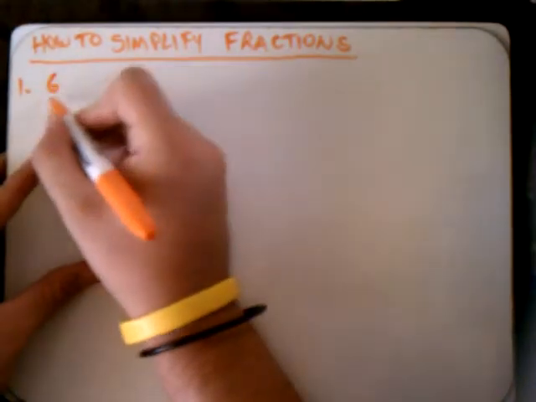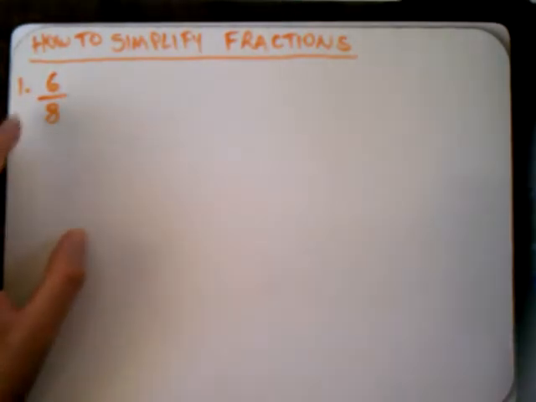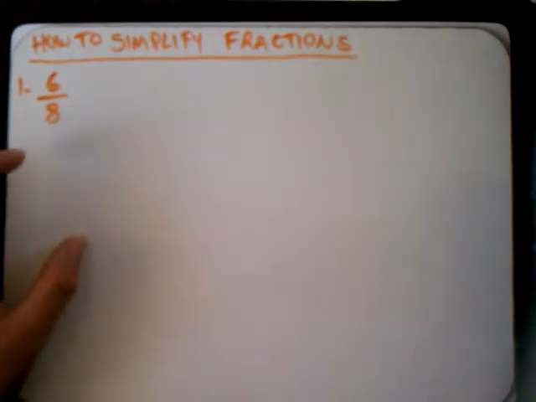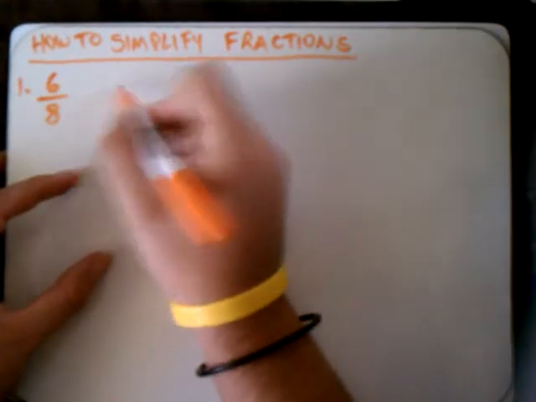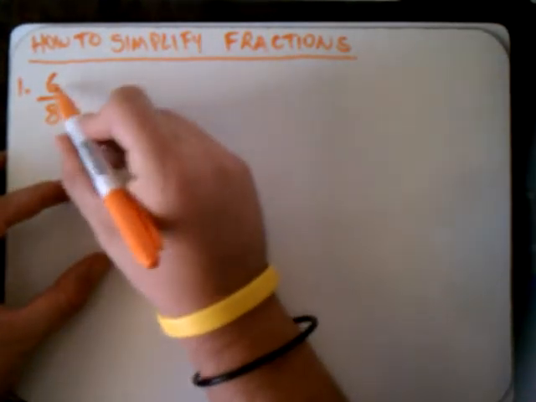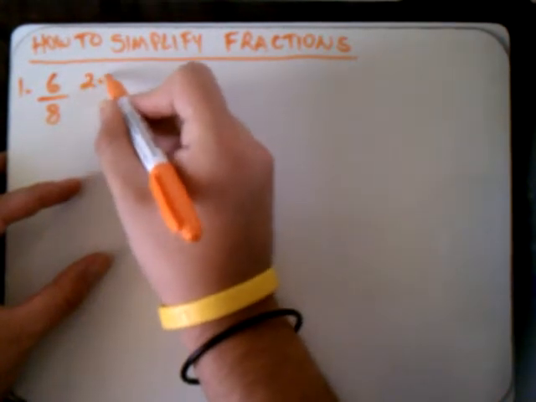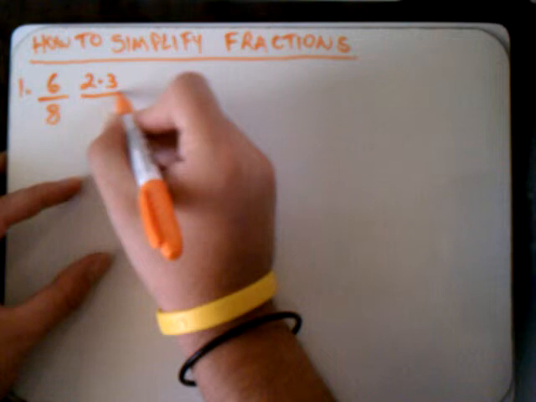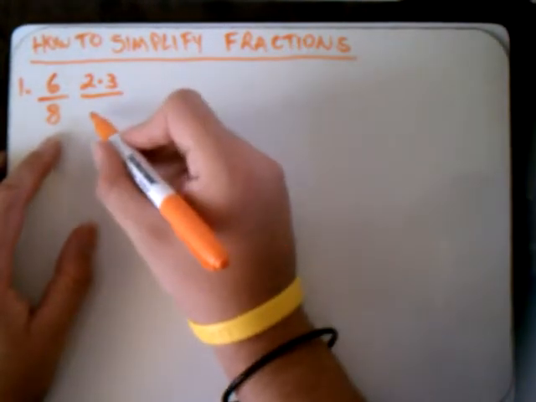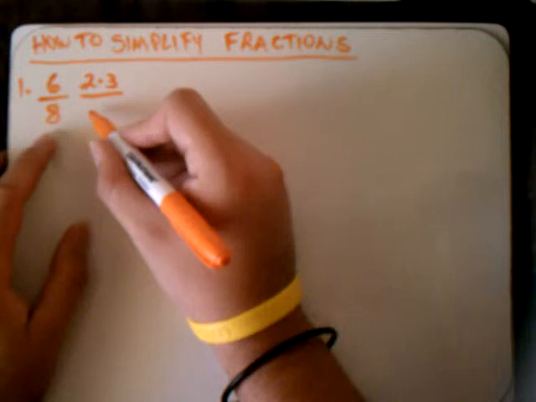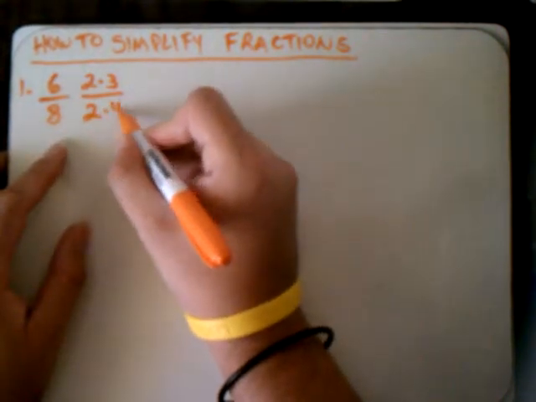My first fraction is going to be 6 over 8. You have to learn how to simplify it. The easiest way I find is this. The top number: find two numbers that multiply together to give you that number. In this case, I can use 2 times 3. Write a line. And for the second number, find two numbers that multiply to give you that number. In this case, I can use 2 times 4.